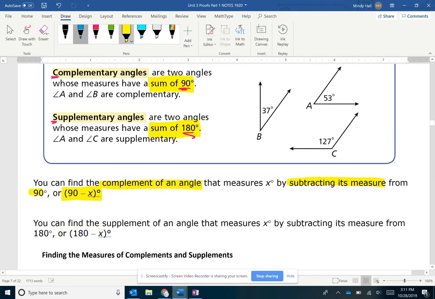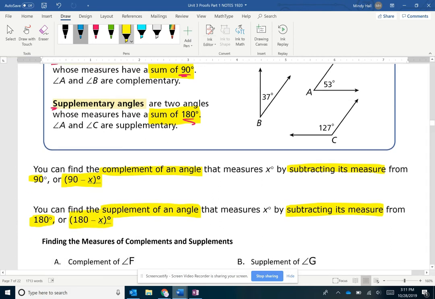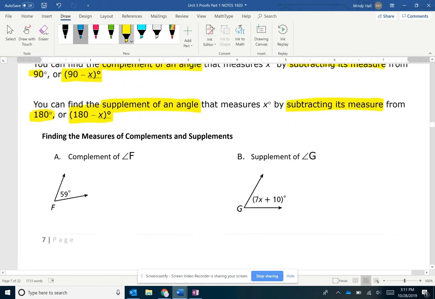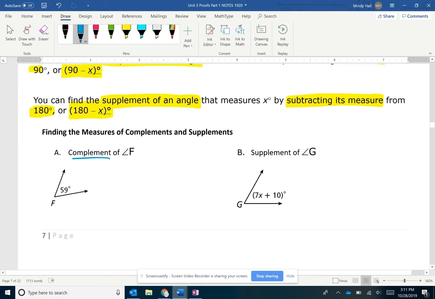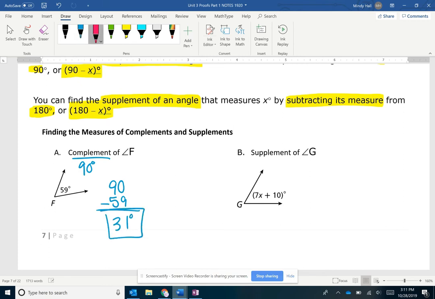If you are looking for the supplement of an angle, then you're going to subtract its measure from 180, or 180 minus x. So again, 180 minus 60 degrees if you want to find the supplement of 60 degrees. So if I want the complement of f, complement lets me know that it's 90 degrees. So I would do 90 minus 59, which gives me 31 degrees. Done. And then if I want the supplement of g, I would have 180 minus the quantity 7x plus 10.